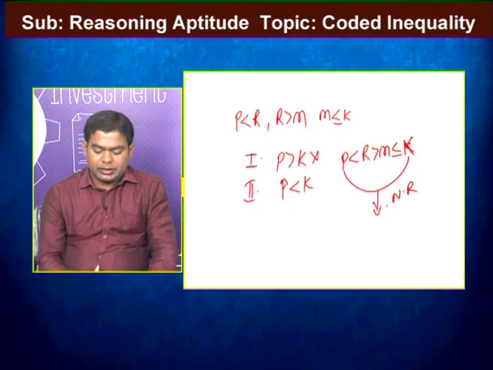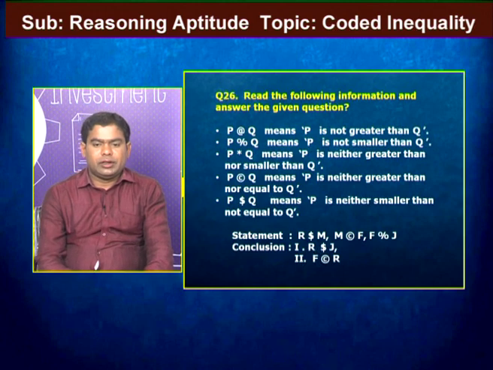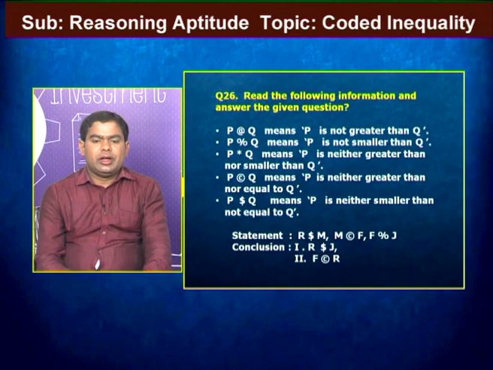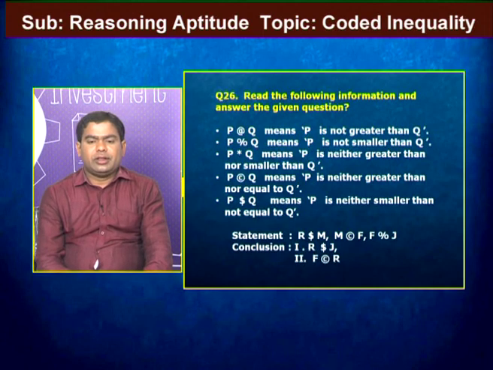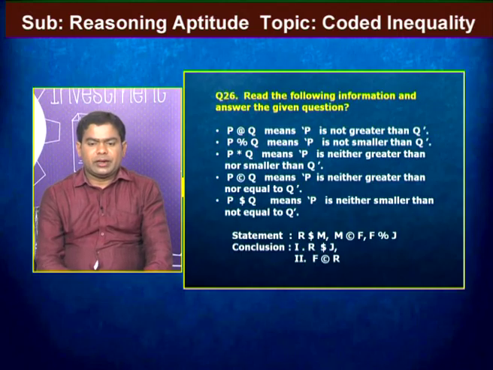Next, we go to the next question. P at the rate Q means P is not greater than Q. At the rate is denoted less than. P percentage Q means P is not smaller than Q. Not smaller than means either greater than or equal. So here at the rate is denoted less than or equal to, and percentage is denoted not smaller than, which means greater than or equal to.